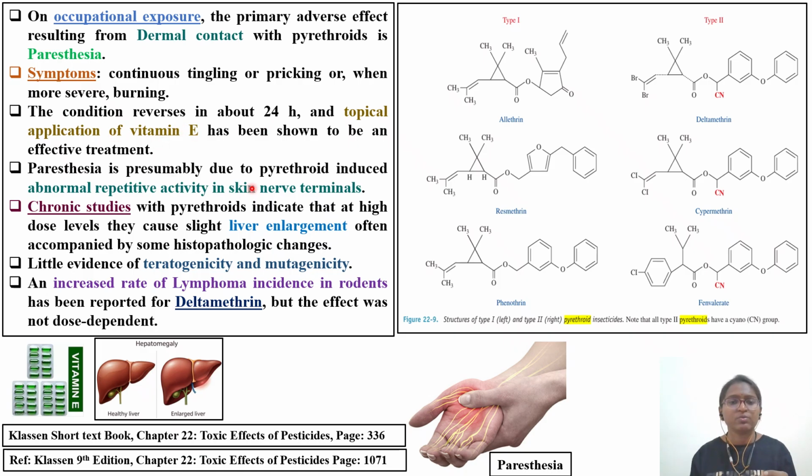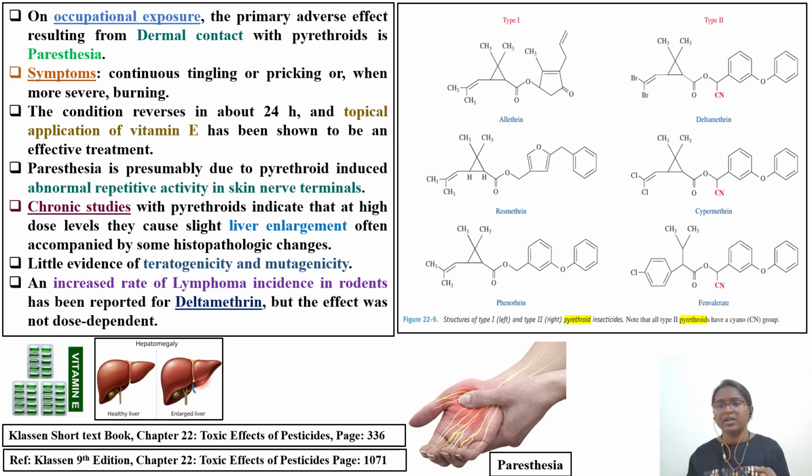The reason for paresthesia is abnormal repetitive activity in the skin nerve terminals, the nerve endings in the skin, with hyperexcitability of the sodium current, because of which you have this type of paresthesia. Chronic studies show an increase in liver enlargement, accompanied by histopathological changes. There is less evidence of teratogenicity or mutagenicity, which shows that these chemicals are almost safer. There are some incidents where lymphoma has been seen in rodents.